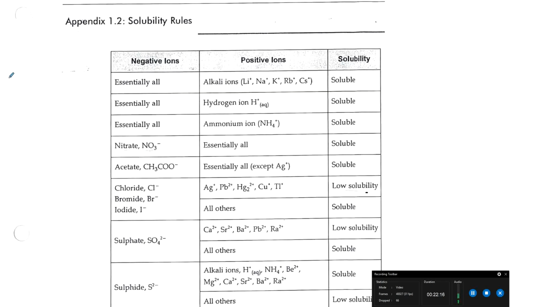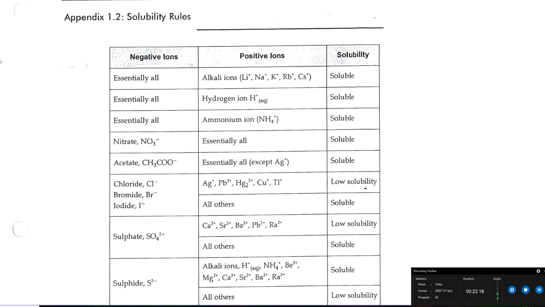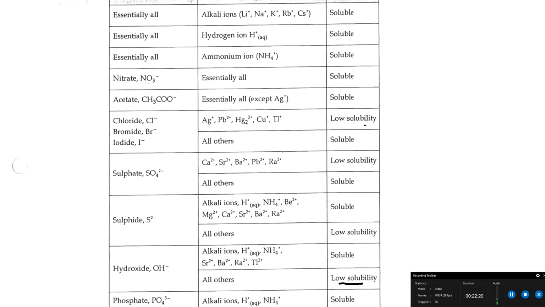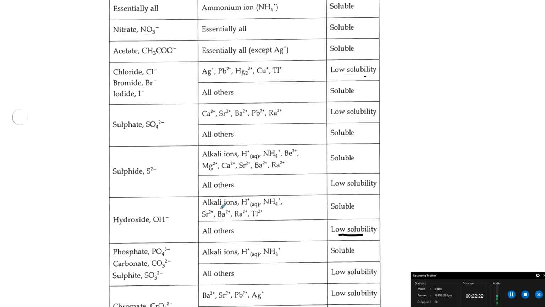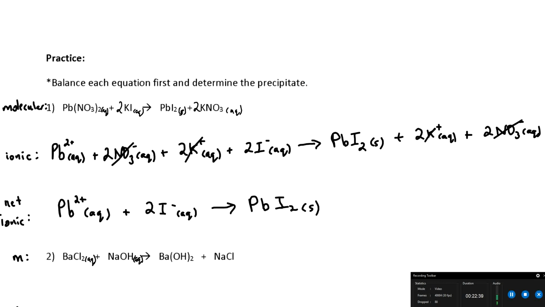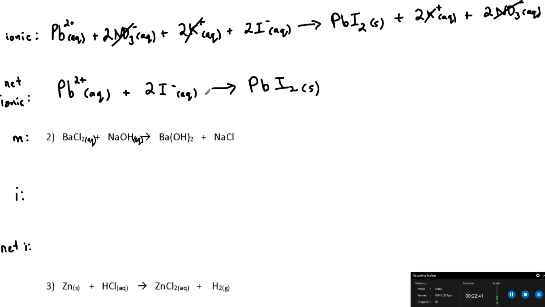Let's check our products. So barium hydroxide is one. Here's hydroxide. Barium is listed here, and that says soluble. The other was sodium chloride. Here's chloride. Sodium's not in this list, so it's part of all others. So it's also soluble. So here's a situation where you don't actually get a precipitate.